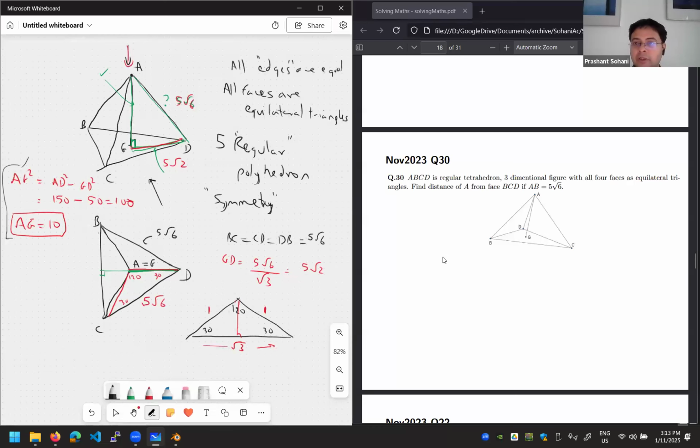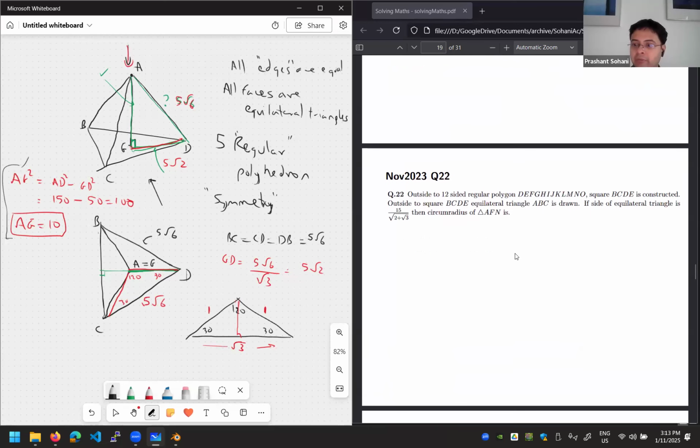Okay. If not, then okay. So this is the last geometry question that we have to discuss.